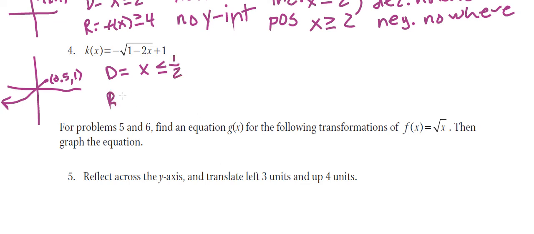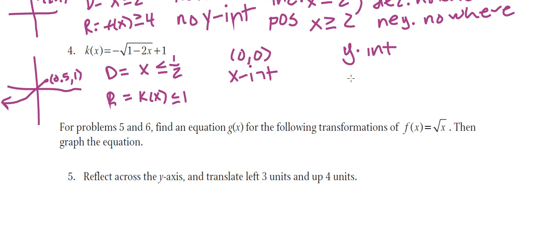I know that my range has to be that k of x, which in this case is y, k of x has to be less than or equal to 1. Then when I go to solve for my x-intercept, I set y equal to 0. And ultimately, when I go to set that radical, I get that my x-intercept is 0, 0. And when I set x equal to 0 to find my y-intercept, I end up getting that my y-intercept is also 0. So that is also going to be at 0, 0.